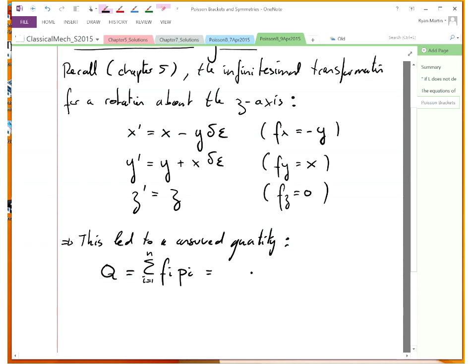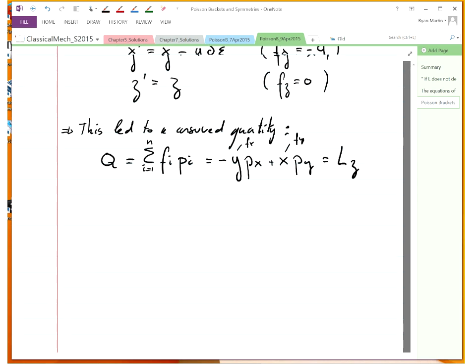Sorry, I'm writing it wrong. Minus y times px plus x times py. That's Fx times px plus Fy times py, and that is the z component of angular momentum. So if the Lagrangian is invariant to rotations about the z-axis, then angular momentum about the z-axis is conserved.